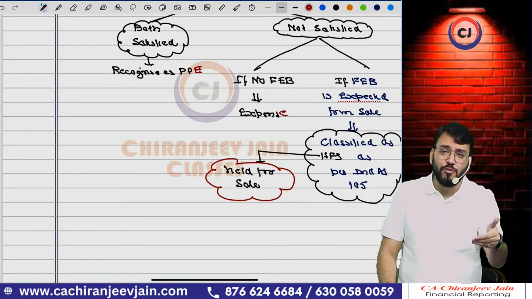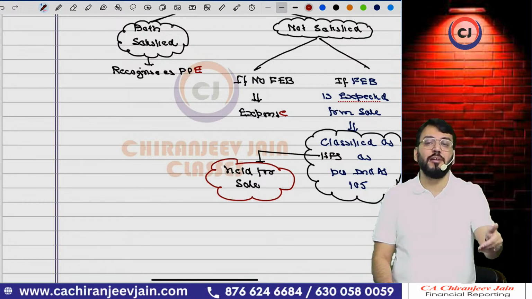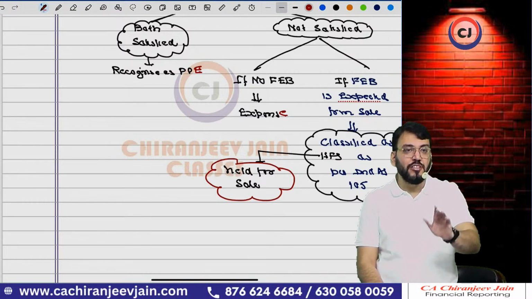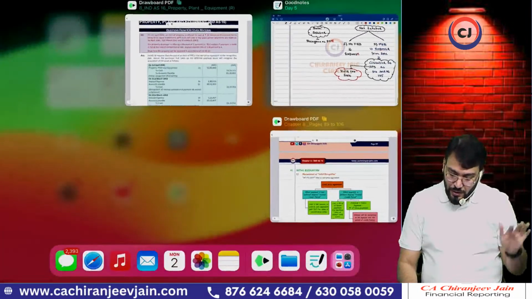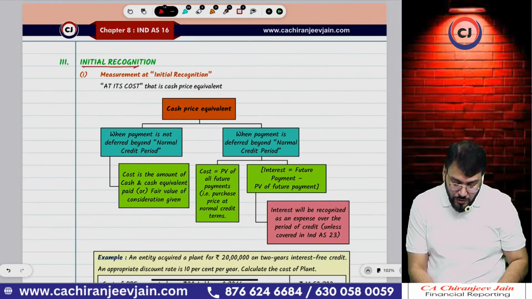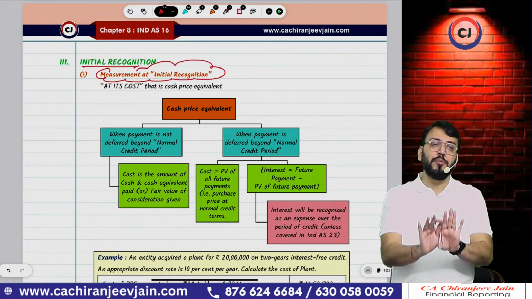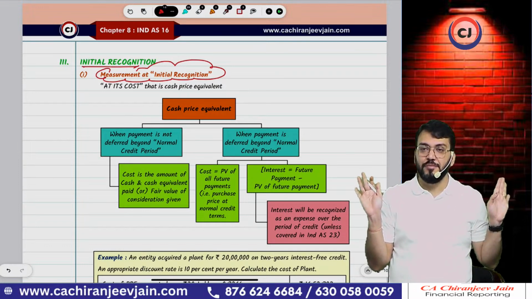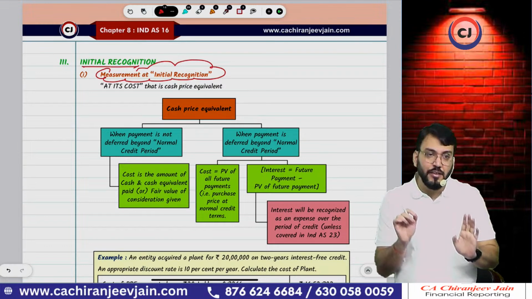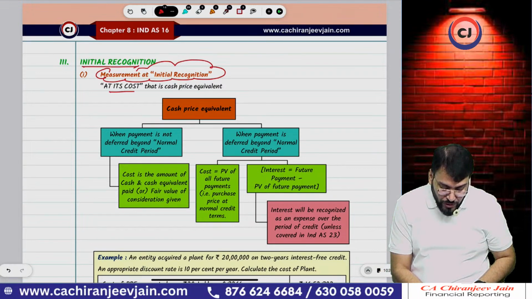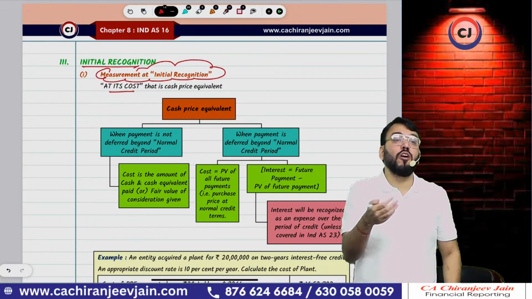So first we'll do initial recognition. In that we'll do initial measurement. Then we'll do subsequent recognition and subsequent measurement. So first, initial recognition: PP is always recognized by using cost price. Initial recognition is done at cost price, not at fair value. So at its cost. So what is the meaning of cost?